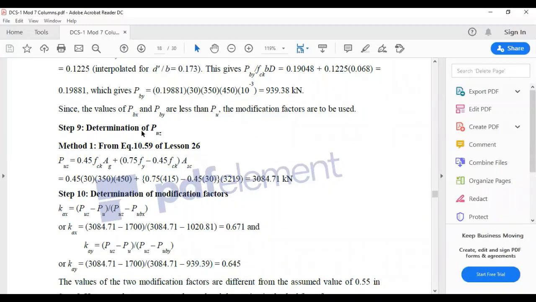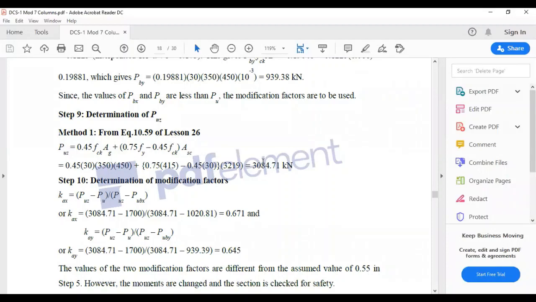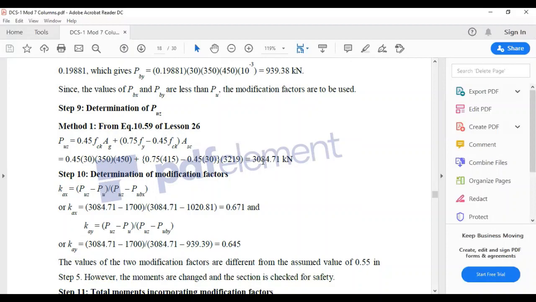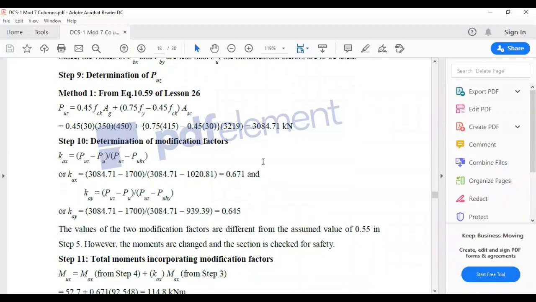Now we have to find the value of PUZ. So we'll use method 1 from equation, which we have discussed in the previous lesson. So PUZ is given by this formula 0.45 FCK into AG plus 0.75 FY minus 0.45 FCK, and this second expression is multiplied by ASC. So substituting all the values in here, we know all the values, and PUZ comes out to be 3084.71 kilonewton.